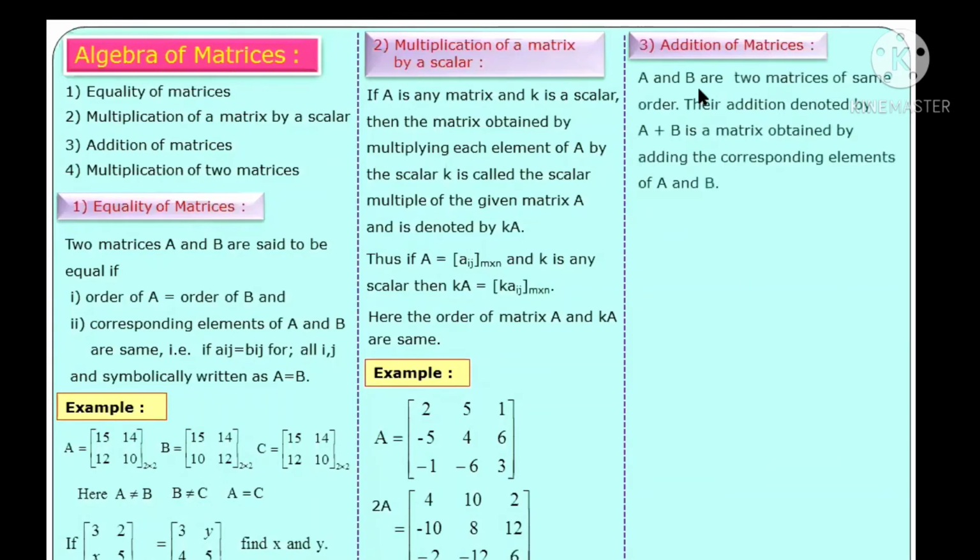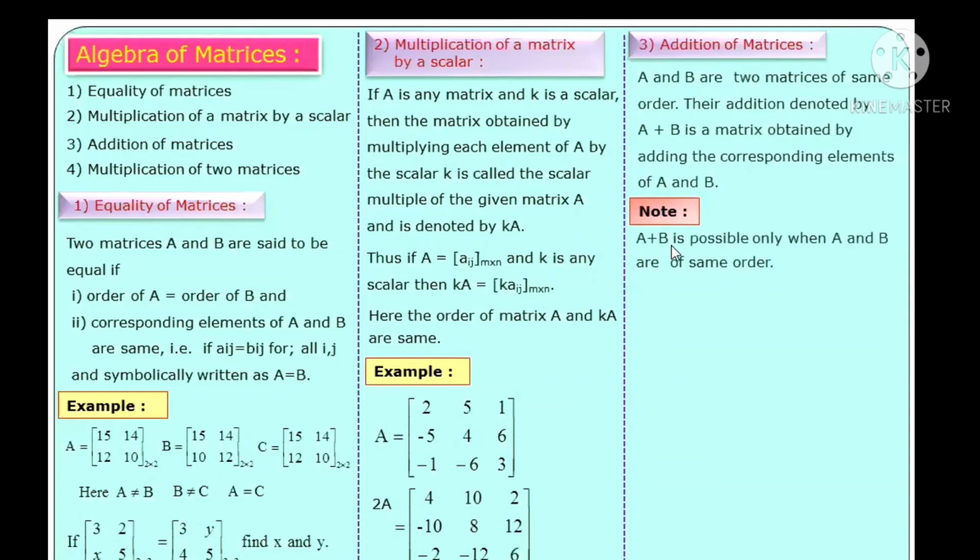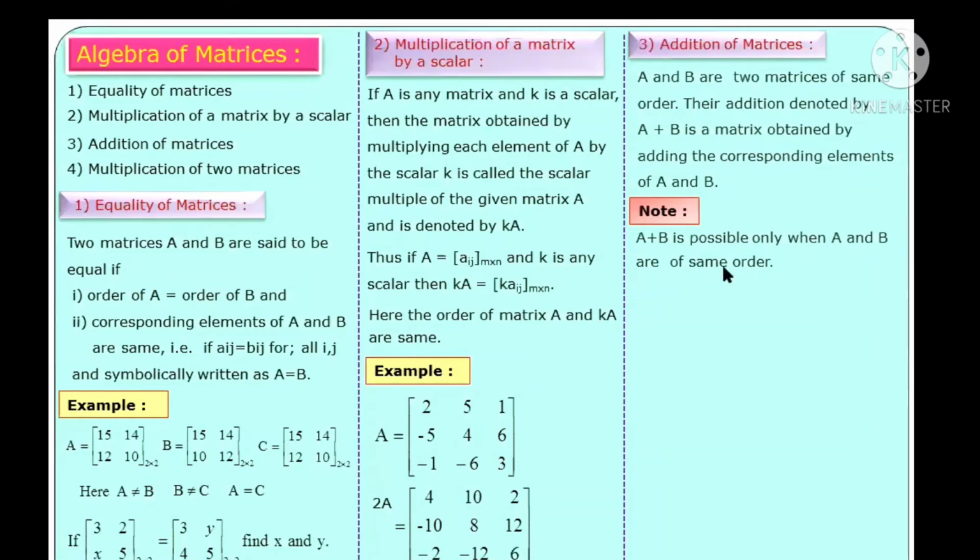Two matrices A and B are of the same order and their addition is denoted by A plus B, and is a matrix obtained by adding the corresponding elements of A and B. Note, A plus B is possible only when A and B are of the same order. Both matrices having the same order is compulsory for addition.